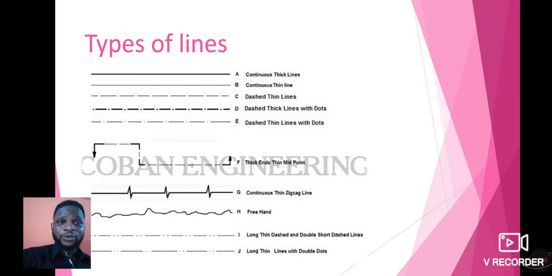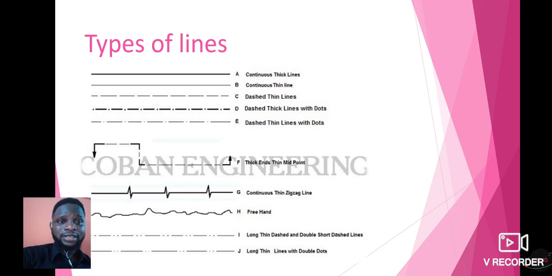We have continuous thick lines. Continuous thick lines are usually used for drawing our borders. They are used for outlining. We use continuous thick lines for outlines, drawing of borders, and so on.